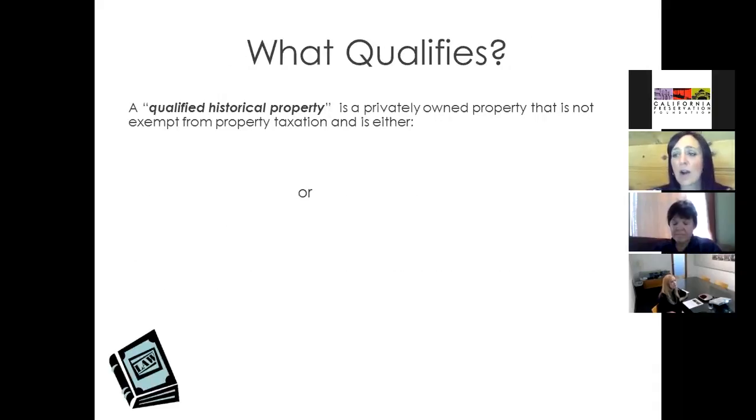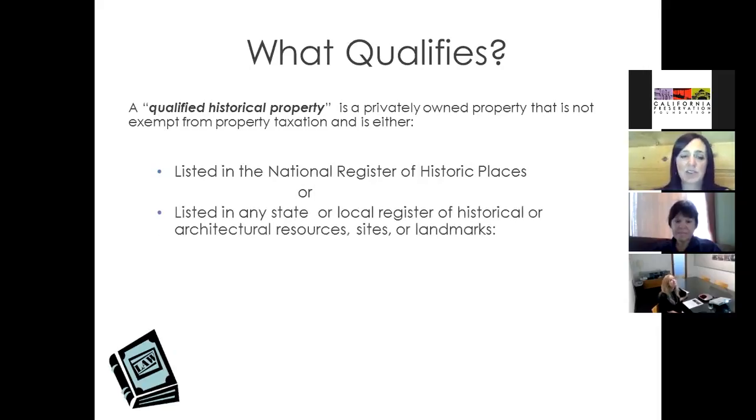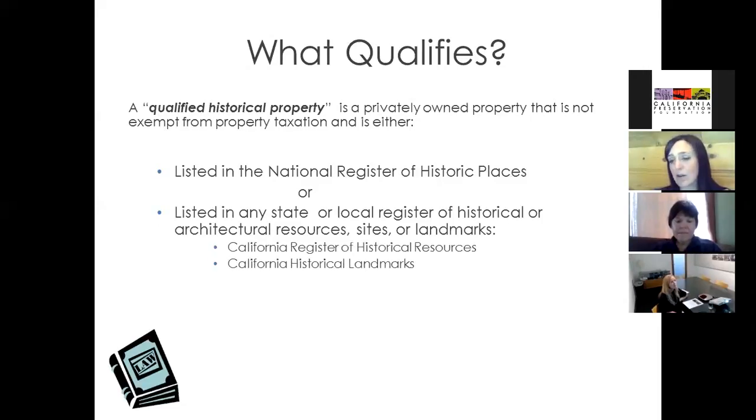So again, now what qualifies? This is the portion that just skipped over accidentally. A qualified historical property is privately owned, it's subject to property tax, and is either listed in the National Register or, and this is what the statute says, listed in any state or local register of historical, architectural resources, sites, or landmarks. And basically the way you meet those are either by being on the California Register, a California landmark, a point of historical interest, or a locally designated property.